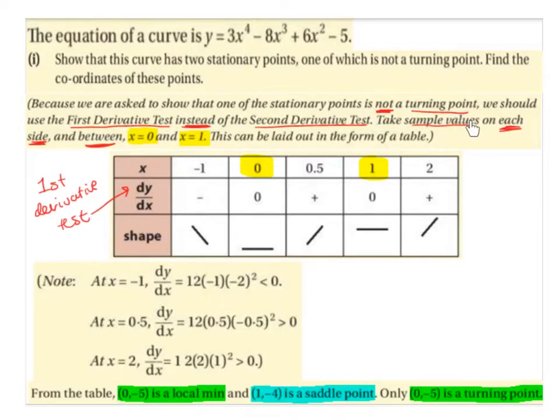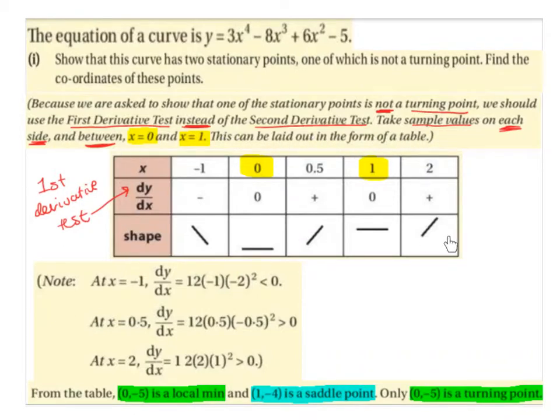Then we take sample values on each side and between x equals 0 and x equals 1. So our sample values will be -1, 0.5 and 2, because these are either side of 0 and 1. And this can be laid out in the form of a table.